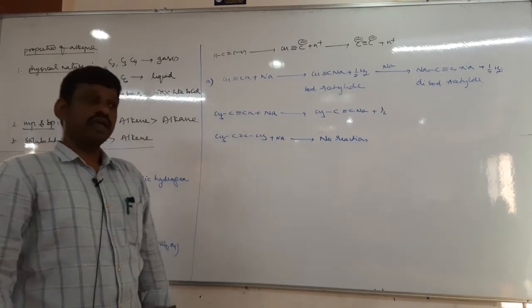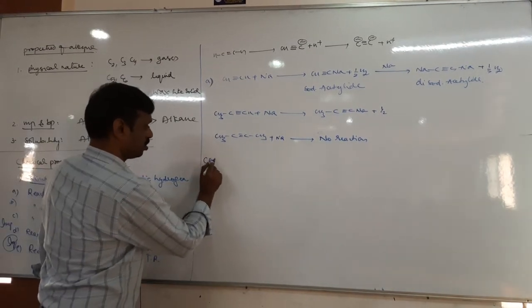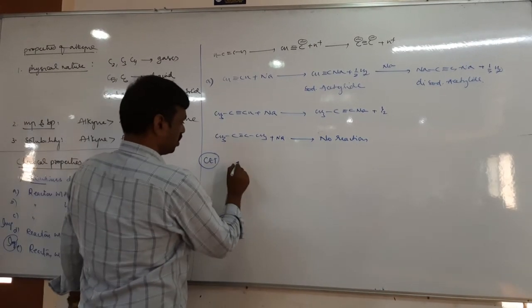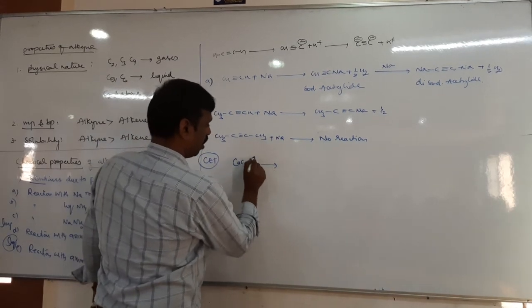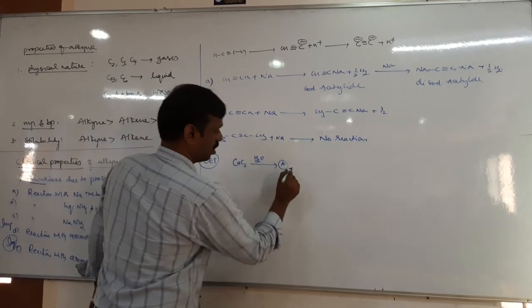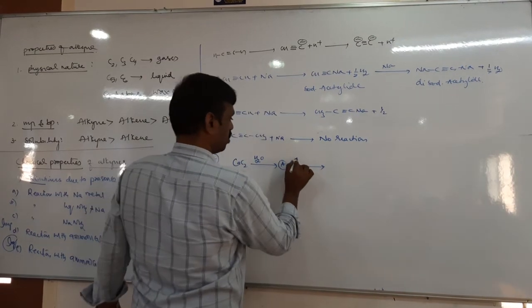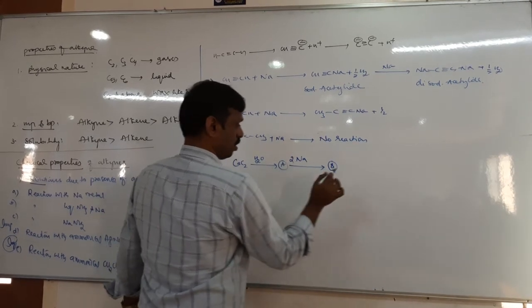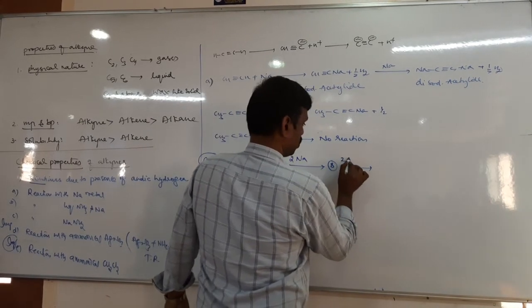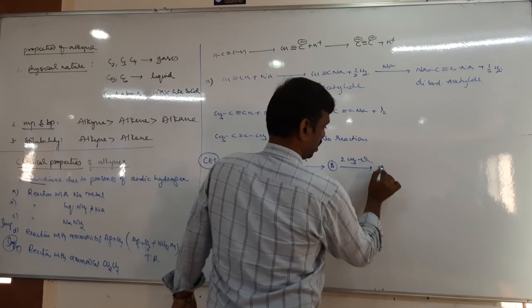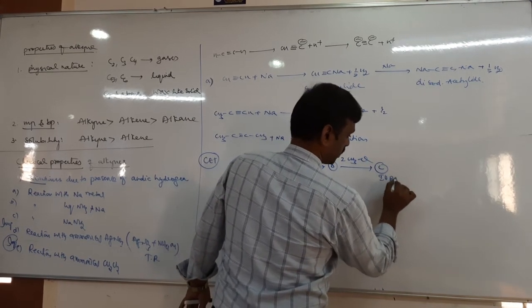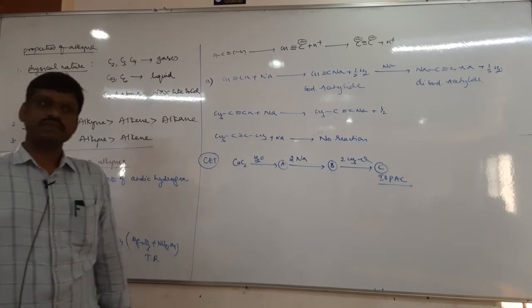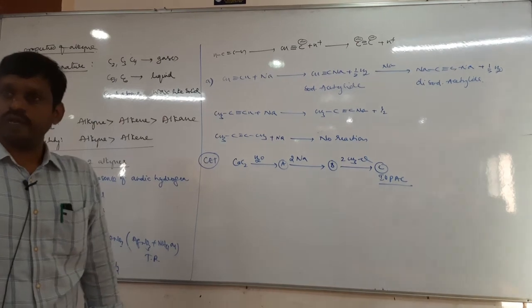Okay, then tell me, what is the previous CET question? This question is based on this only. Calcium carbide on hydrolysis gives A. This A reacts with sodium metal, it gives B. B reacts with 2 moles of methyl chloride to give C. So what is the IUPAC name of C? Here we need that IUPAC name.